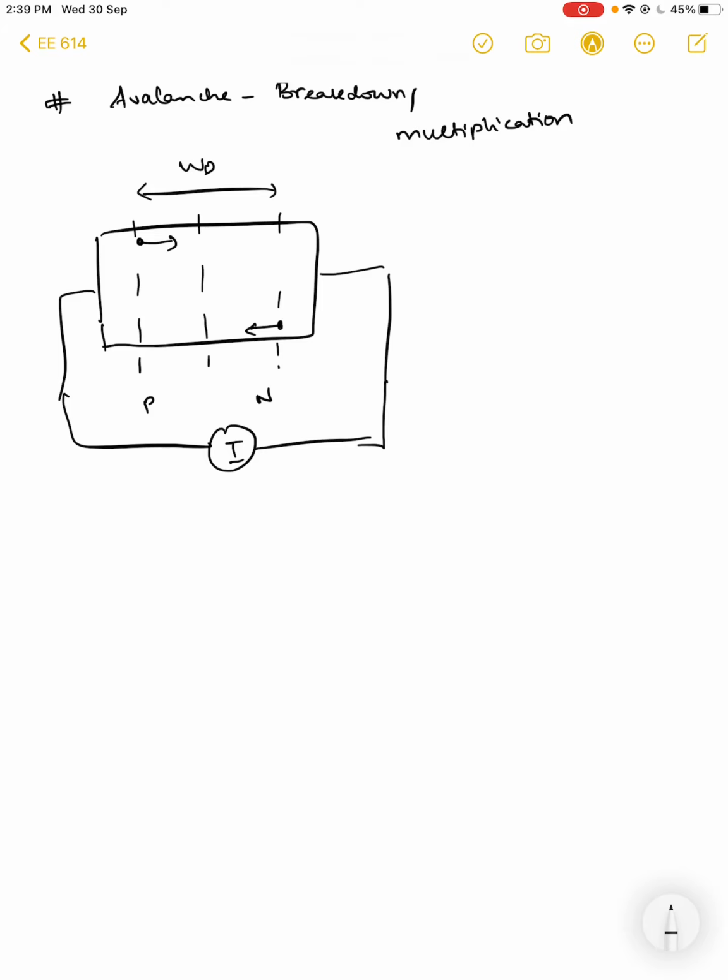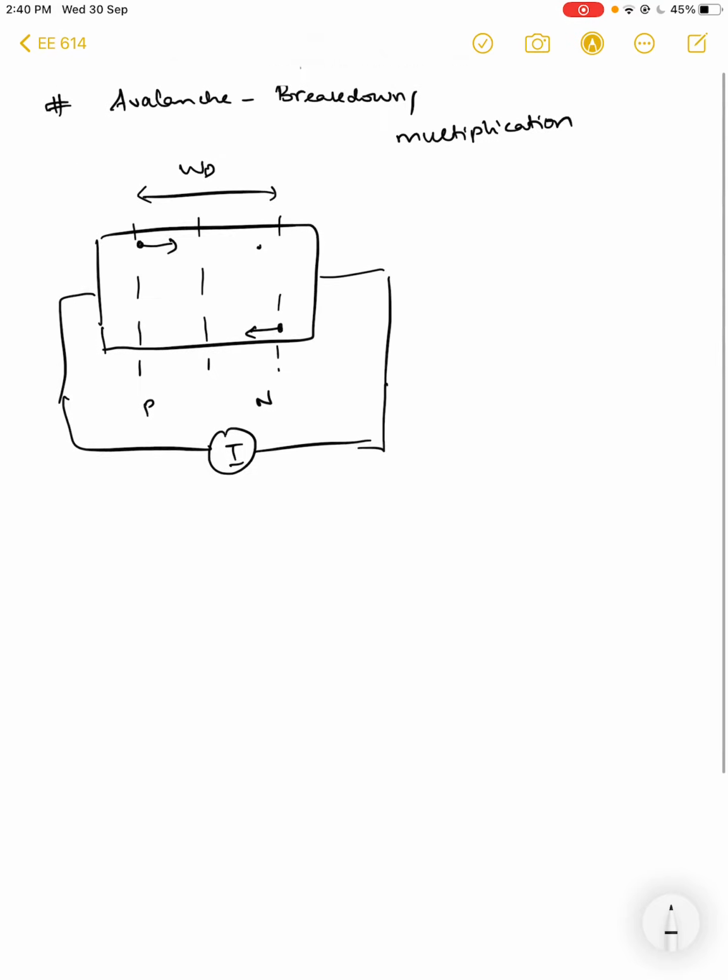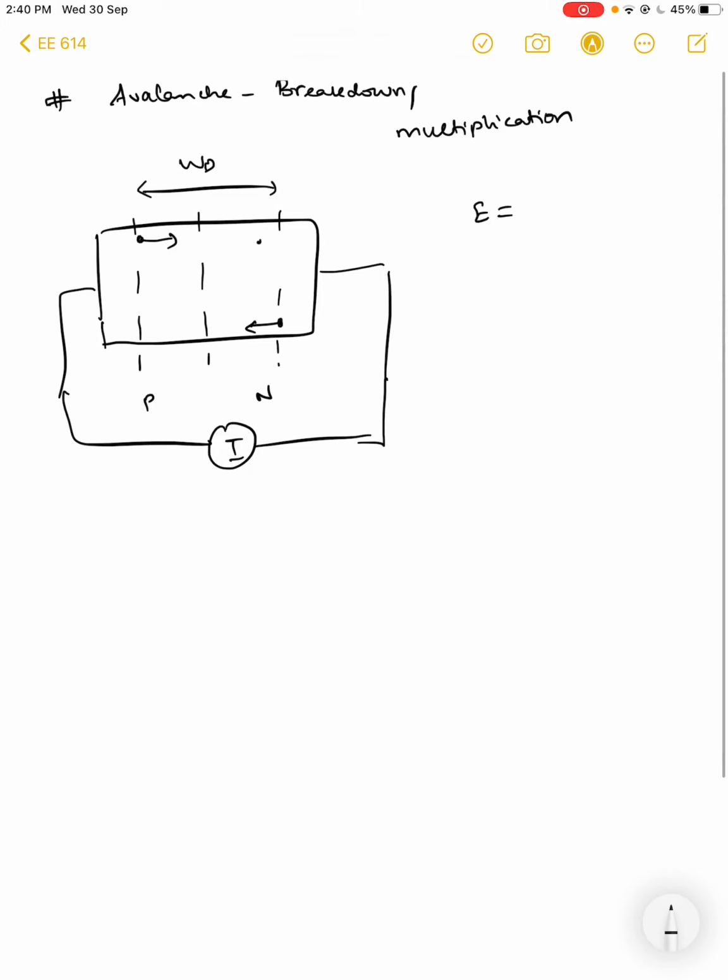Now, an electron or hole present in the depletion width is accelerated by the available electric field. The energy that it gets is basically the integration of the electric field over the width. That gives you the actual energy the electron gets as it is swept across the junction. So we can draw this schematically.